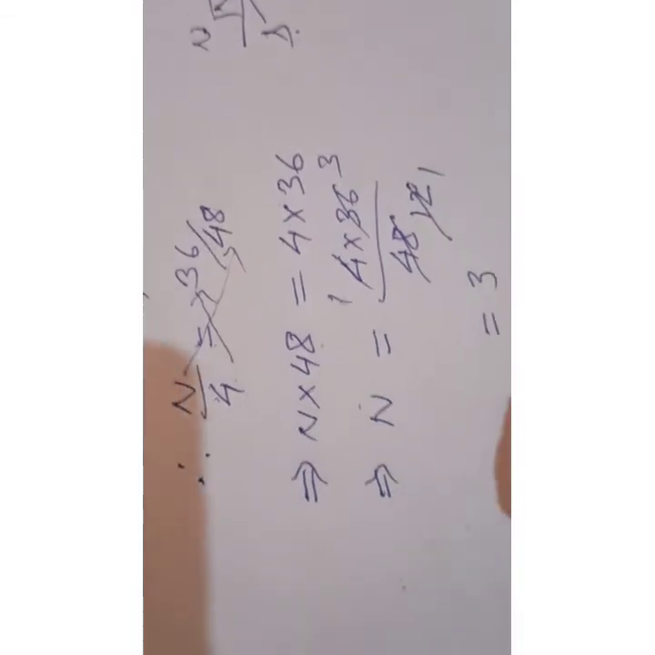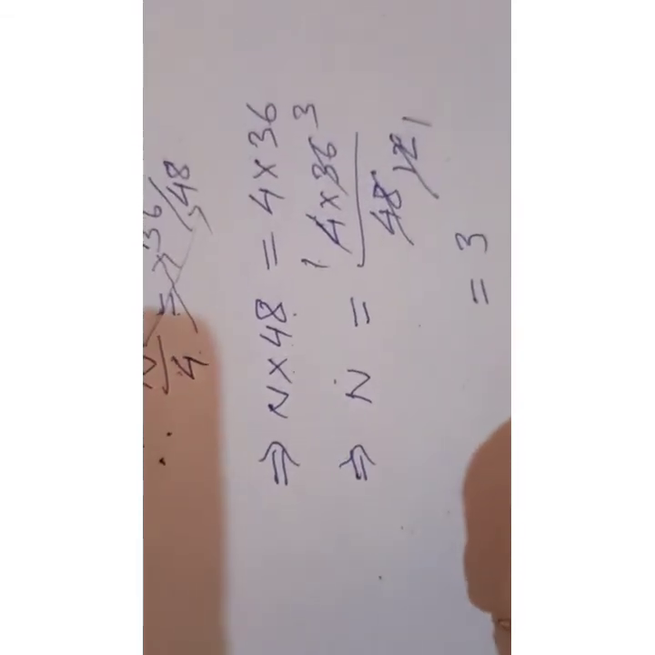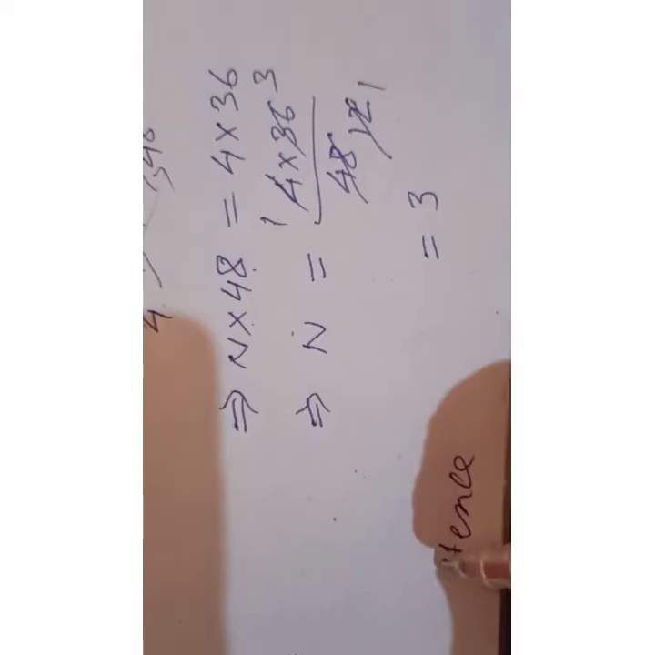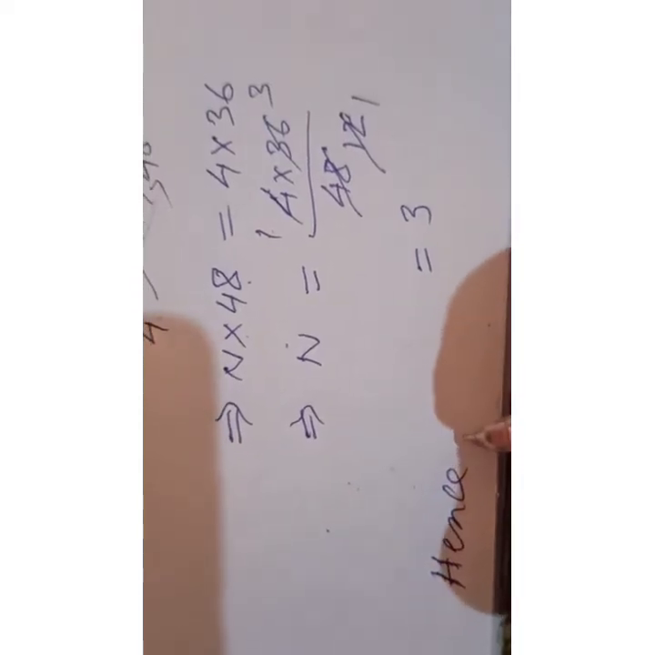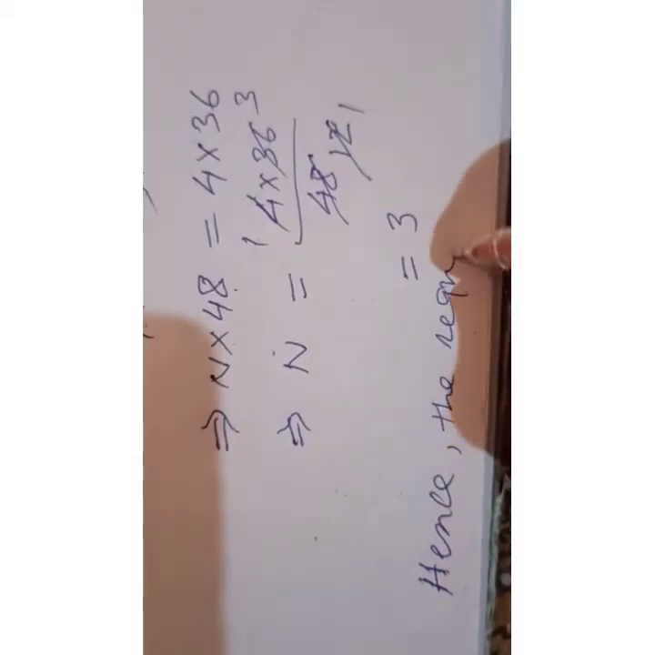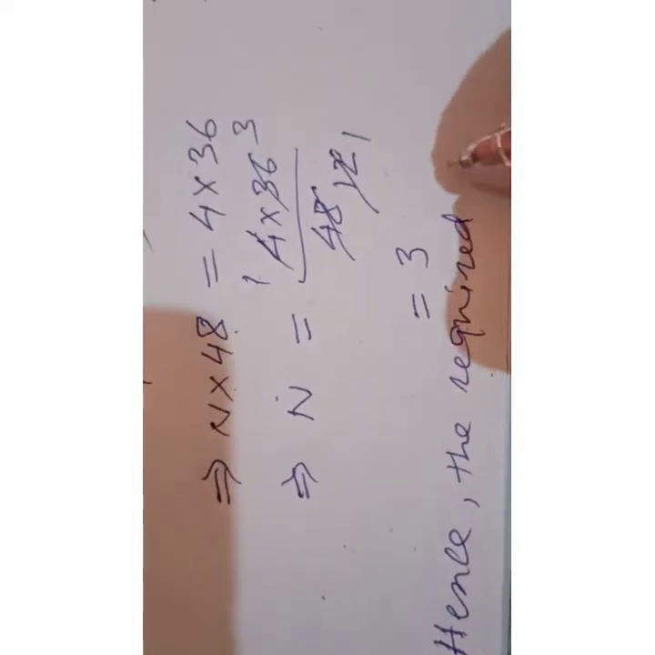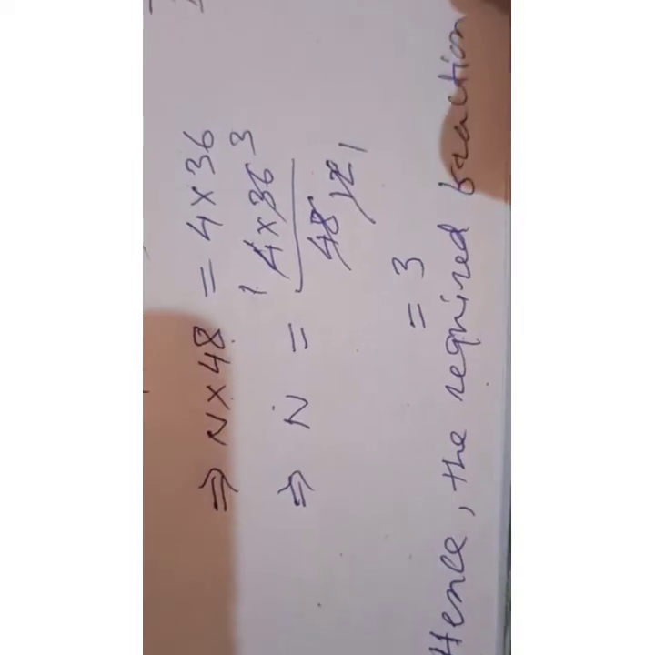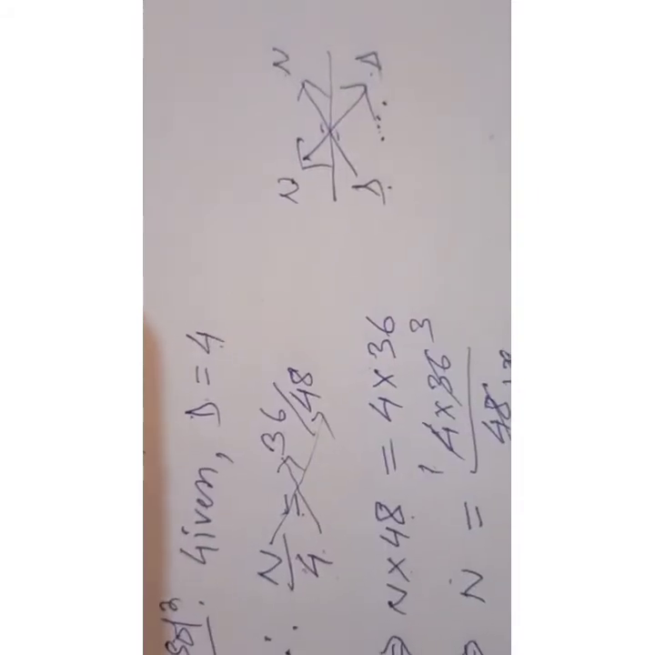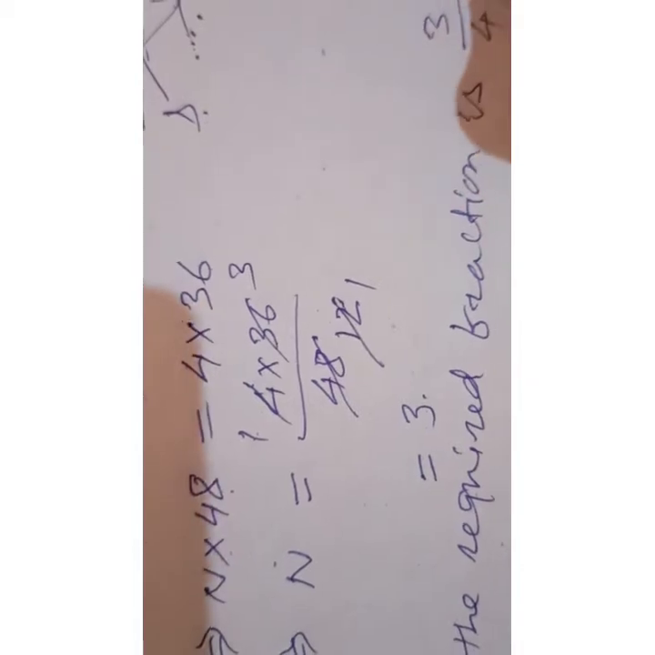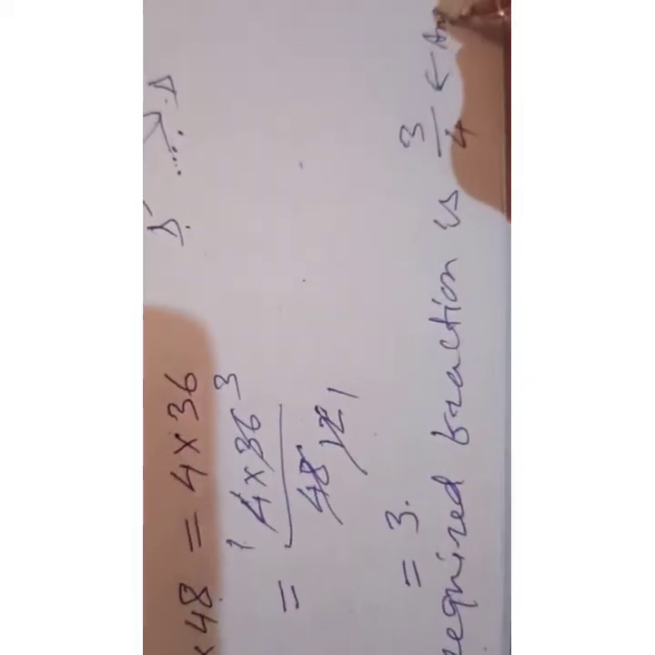So now n equals 3. Therefore, hence, you can write, the required fraction is what? Denominator is given, that is 4. So you write here 4. Numerator what we have got? 3. So 3 by 4. That is your answer.